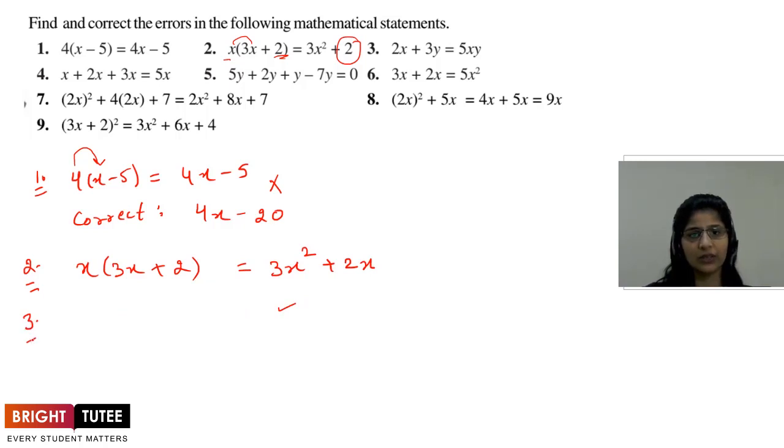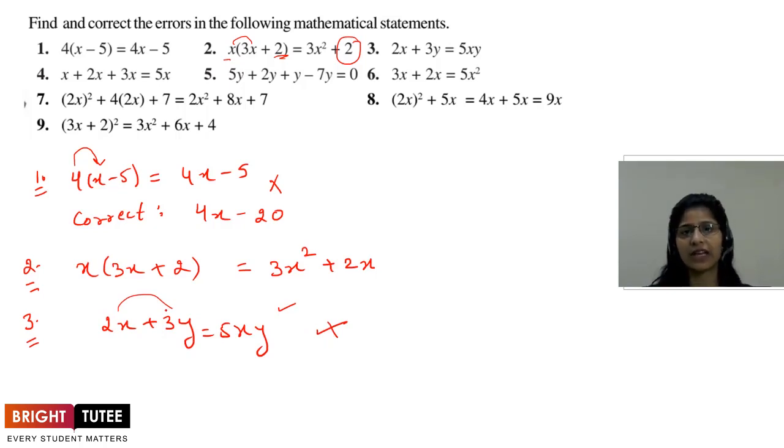Okay students, now the third one. We are given 2x plus 3y is equal to 5xy. Is this correct? No, this is incorrect because we cannot add the terms with different variables. These are unlike terms. We can't add them. Addition and subtraction can be done only of like terms. So these can't be added. The correct statement will be 2x plus 3y only. We can't solve it further. This can't be 5xy.